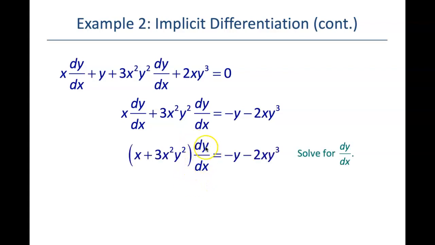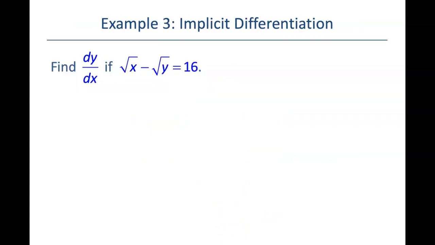And we took a dy/dx out of both of those terms, so that we're left with x plus 3x squared y squared. So we just factored that dy/dx out of both of those things. And same thing over here. And we divide both sides by this binomial, and we've got the solution. dy/dx is equal to this monstrosity over here. And you're done, right? It's getting easier each time.